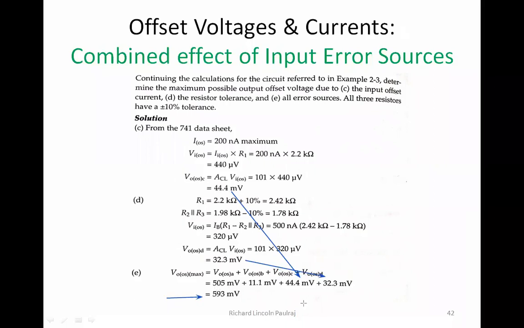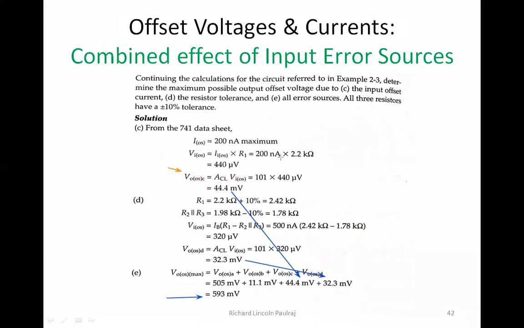So what did we do in this problem? We ultimately found out what is my input offset current. How do I get that value? From the data sheet. Once I have the current, if I multiply with the resistance, then I'm going to get the voltage. Once I have the input voltage, see, only three formulas. V is equal to IR is the standard formula that we are going to use. And then we're going to use V naught is equal to ACL into VIOS. We have used this formula many times.